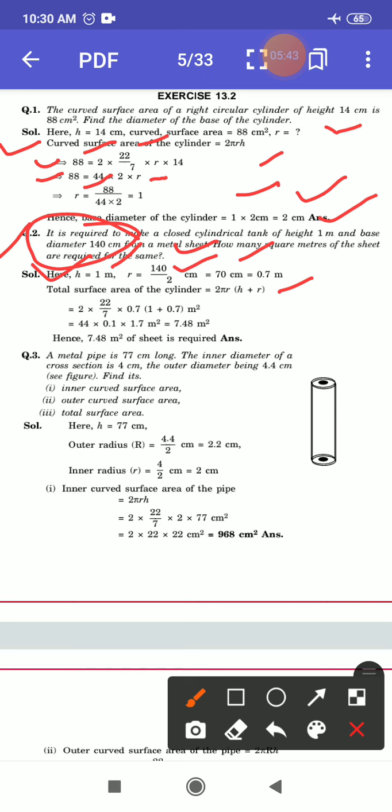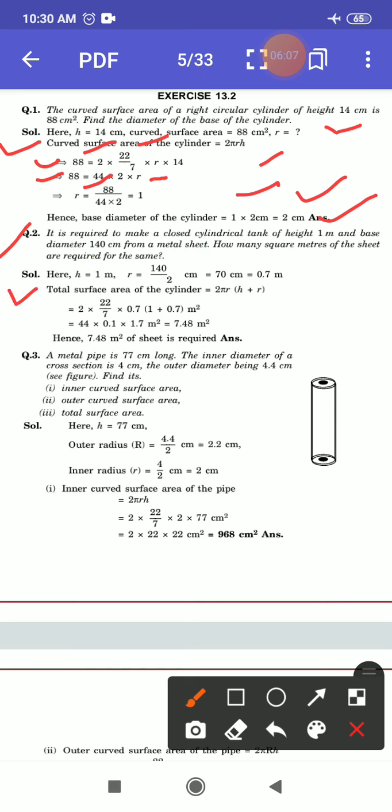So for converting centimeter into meter, you have to divide this value by 100. After dividing 70 by 100, you find the value is 0.7 meter. Clear? Now, what is the formula of total surface area?